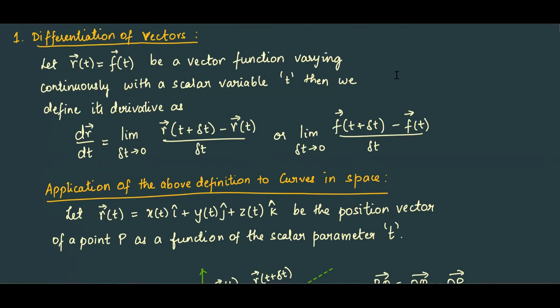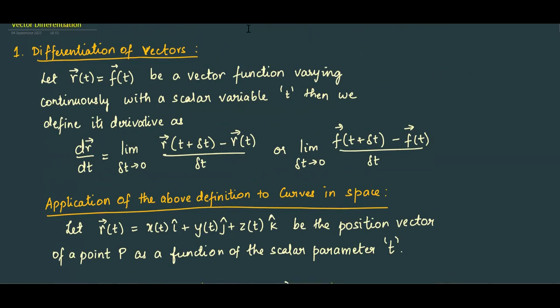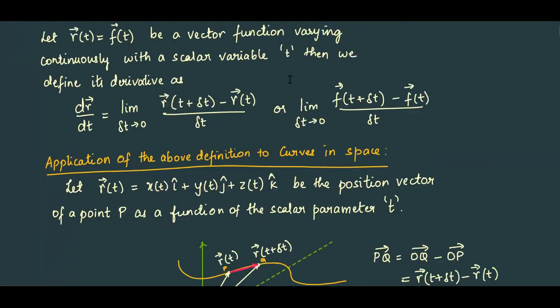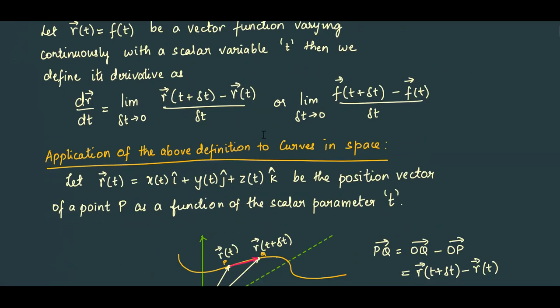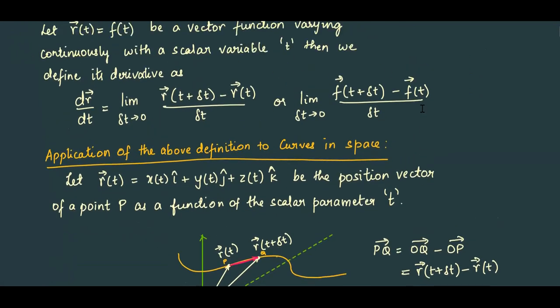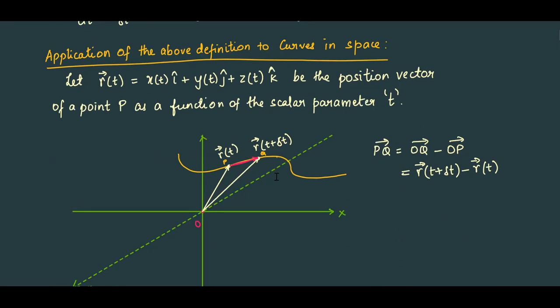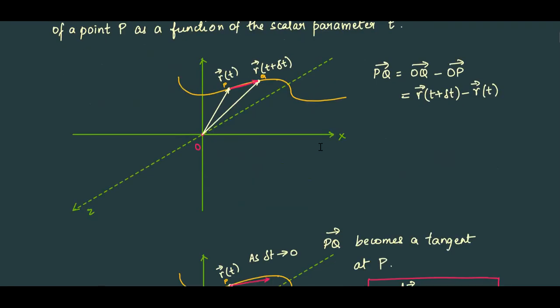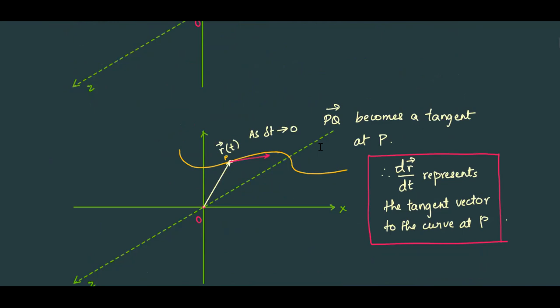Quick review of what we learned in the last classes. So we learned about vector differentiation, how the derivative of a vector function with respect to its scalar variable has a geometric representation. If the scalar variable is a parameter representing the point in space, then this derivative will be a tangent to the curve chalked out by the vector function.